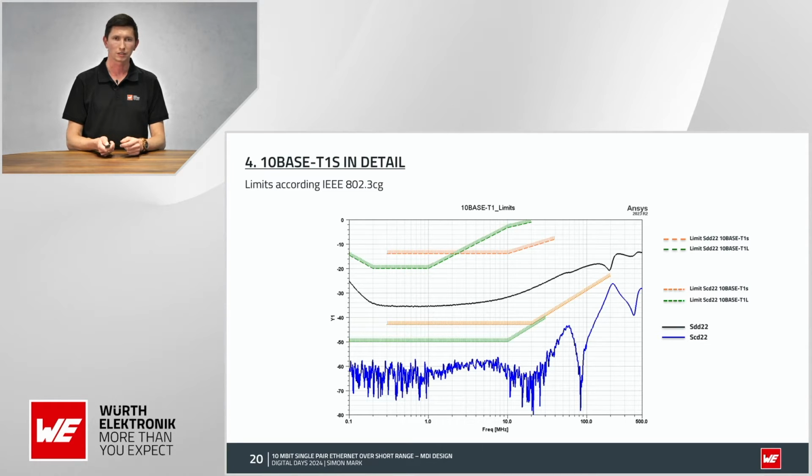Yeah, here you can see on the graph the green line. This is the limit for 10BASE-T1L, and the yellow for T1S. And I included both of the limits for the return loss, and you can see on the black line we are far below the line, so we have enough space or margin. And also for the mode conversion, here is the T1S and the green one T1L, and with our circuit we have lots of margin and are below the limits, so we are according to the limits.